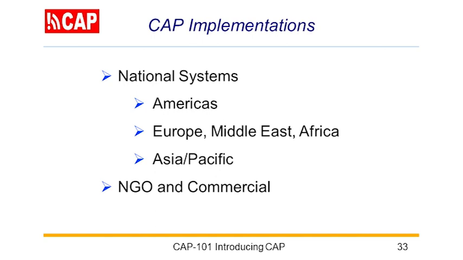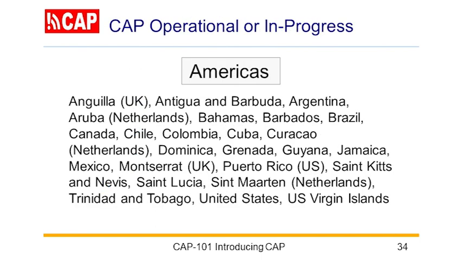Let me talk about national level implementations of CAP, and I'll just walk through this really quickly. And then I want to also talk briefly about NGO and commercial implementation. So we're going to do the government slice and then talk about the non-government and commercial. And I'm just going to go around the world in a slice by slice, first of all, the Americas. For the Americas, here I'm listing 25 countries or territories with operational or in-progress CAP implementations. I'm just going to remark on a couple of those as we go by.